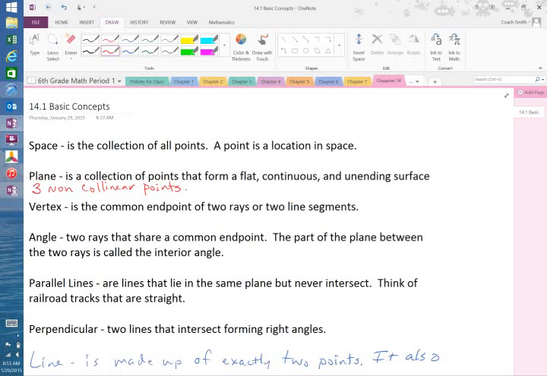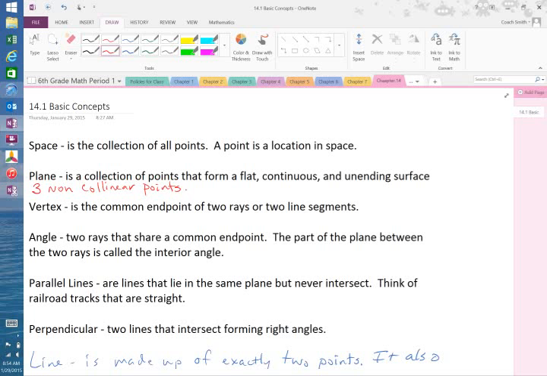Non-collinear are points that don't fall on the same line. If they're collinear, that means they fall on the same line. Well, a line is not a plane. Okay, there are lines in planes, but a line is not a plane. If you have 3 collinear points, that means they all fall on the same line. You don't have a plane. So a plane is made up of points, and it needs to have at least 3 non-collinear points. Okay, so that's the difference.